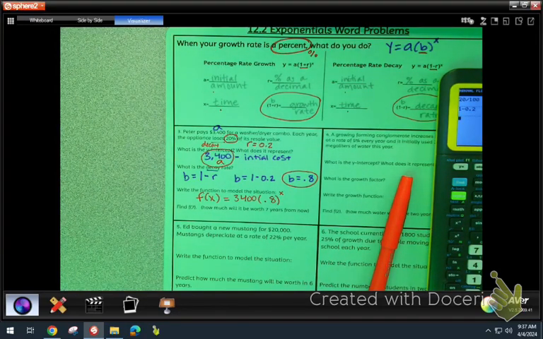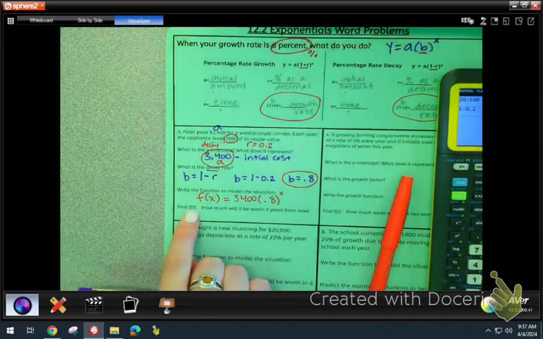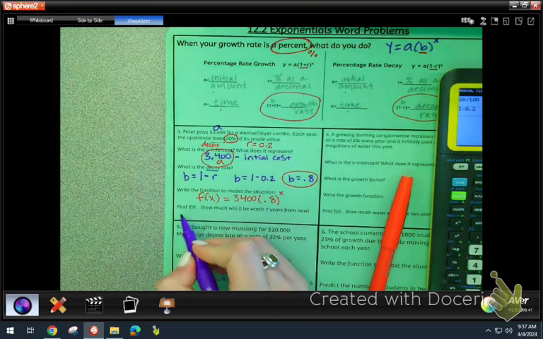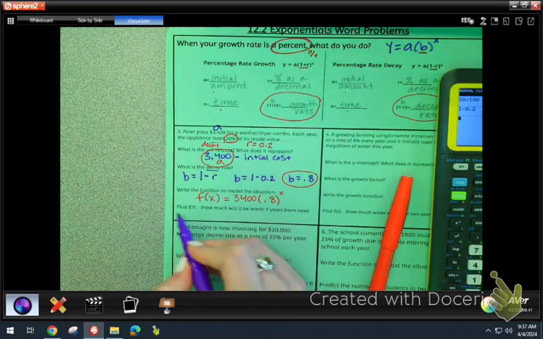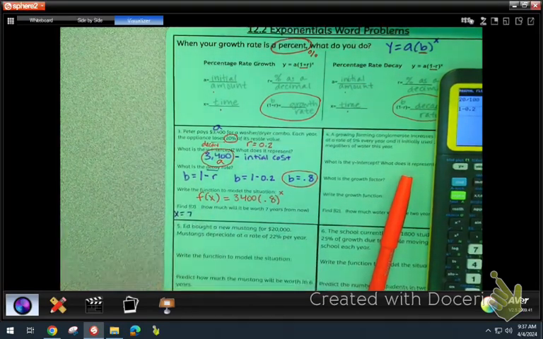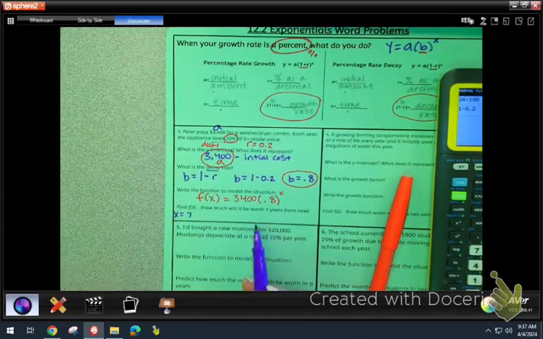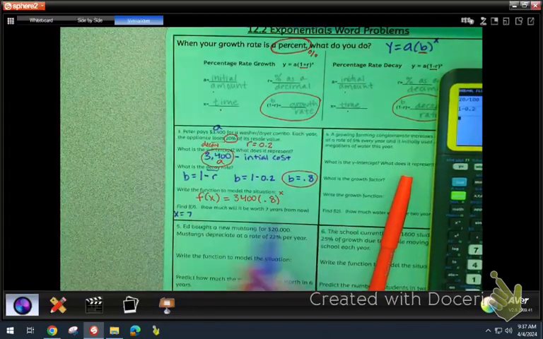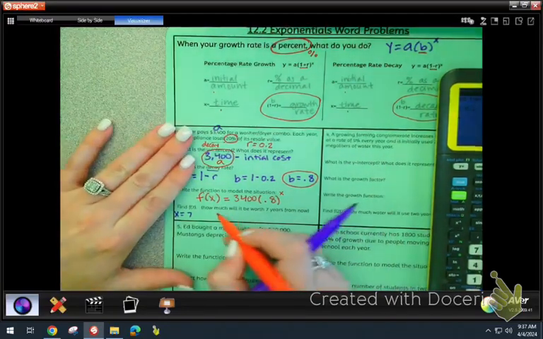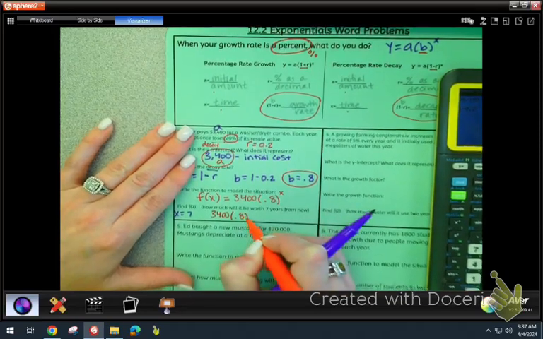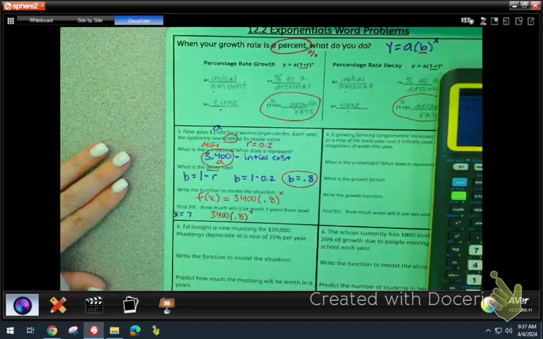Now the next question says find f of 7. That's why I use that function notation. What does that mean when they put f parentheses a number? What does that mean you do with that number? Put it in for x. So this just means plug in 7 for x. So they may ask a question. They may say evaluate f of 7, or they may say how much is the washer dryer worth in 7 years. Either way, you are typing 3400 times 0.8 to the 7th power.